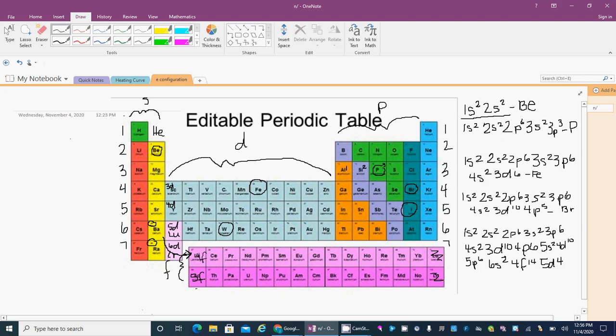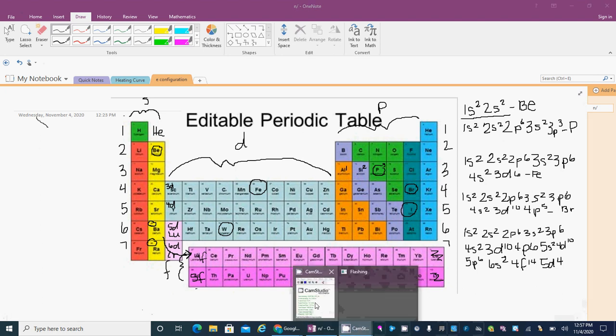So we would go down from radium to 5F and then count across that way. Okay, so that was your introduction to electron configuration.